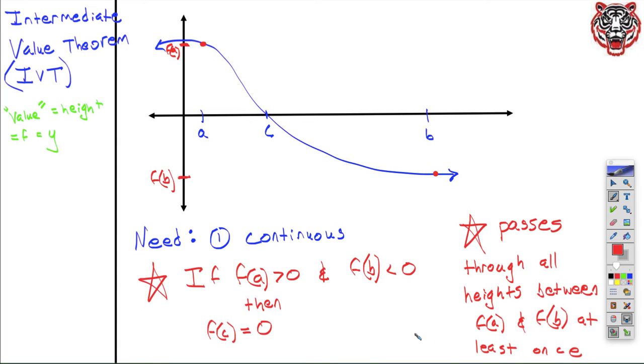It could pass through it twice, thrice. It could have like a sine wave function and you have that height multiple times, once and twice. But you're guaranteed at least in that interval, you'll go through those heights. So far, so good? All right, IVT, done.